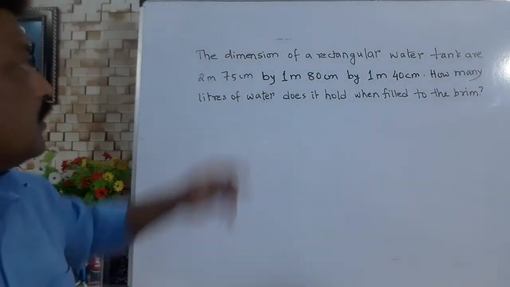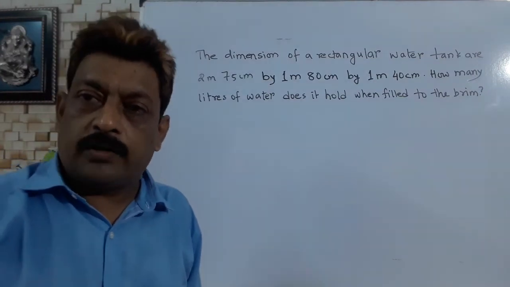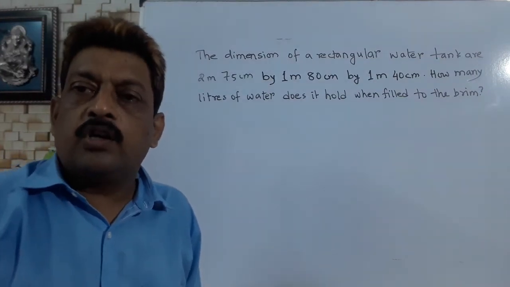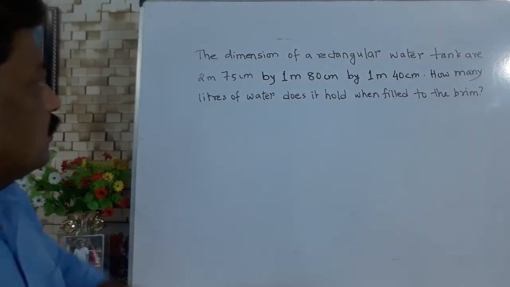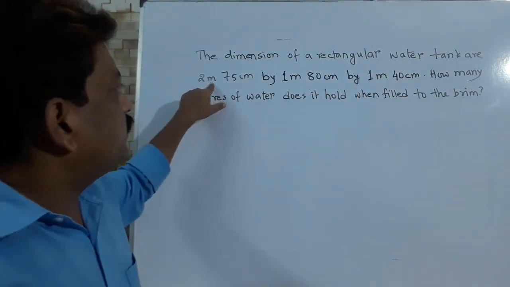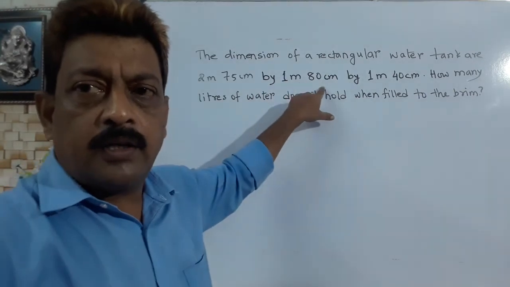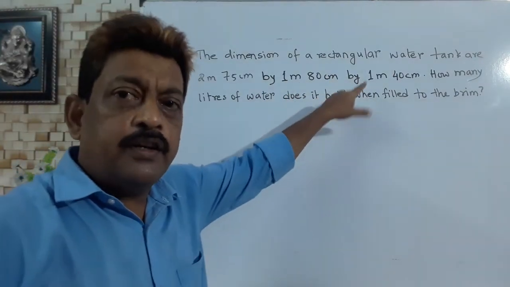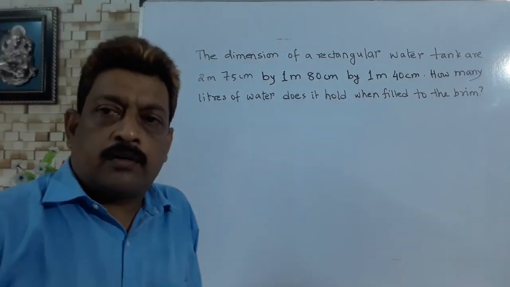So this is the question. The dimension of a rectangular tank. Actually, rectangular tank means cuboid, because a cuboid is composed of 6 rectangular faces. So the dimensions of a rectangular water tank, that is a cuboid, are 2 meter 75 centimeter by 1 meter 80 centimeter by 1 meter 40 centimeter. How many liters of water can it hold?